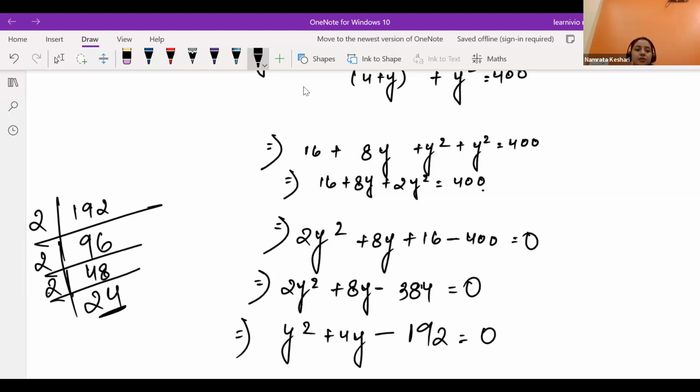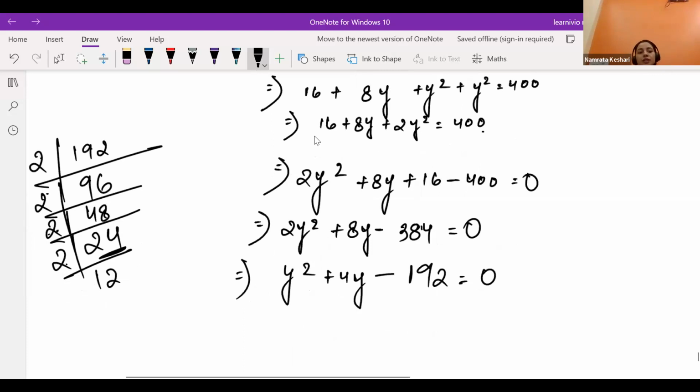Still we are not getting it. 2, 1 times 2, 2 times 4. 2, 2 times 4, 2 times 8, 2 times 16. 16 and 12, these two will work. Check it. These all together and 12.